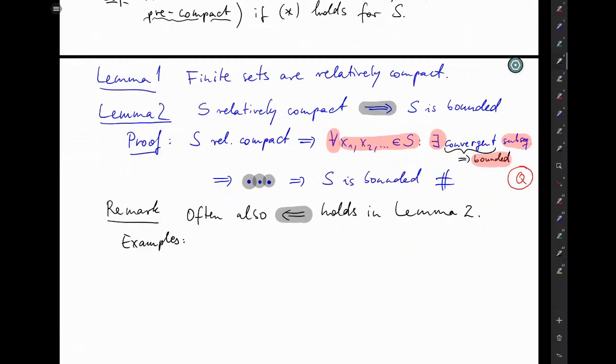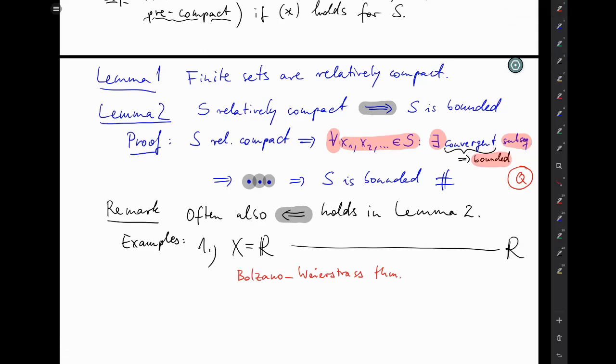Let's give examples. A first and simple example is X equal to the set of real numbers. So here's the real line, and the statement is as follows. I'm claiming that the reverse implication holds in lemma 2. So if you have a bounded set on the real line, then that set is also relatively compact. Well, maybe you recognize this statement as the Bolzano-Weierstrass theorem from your Analysis 1 course.